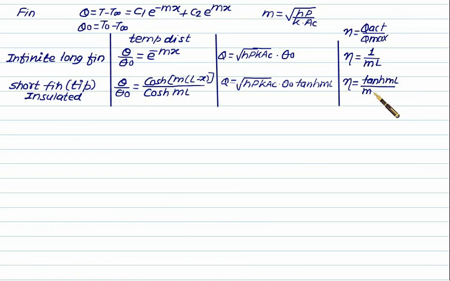And finally, we have effectiveness, which is the heat transfer with fin divided by heat transfer without fin. Effectiveness in case of infinitely long fin is given by under root of P into K divided by h A. And almost the same equation we have for short fin. It is multiplied by tanh of mL, that is under root of P K divided by h A, into tanh of mL.